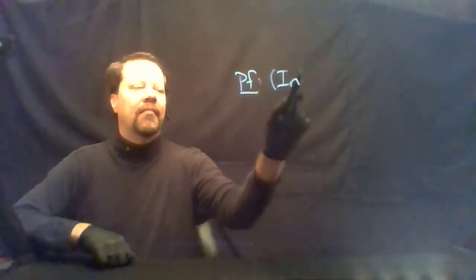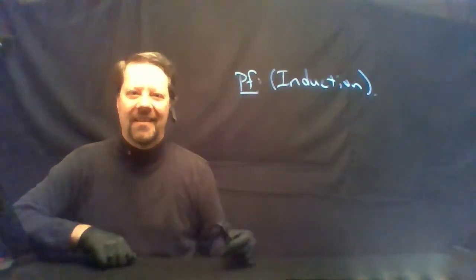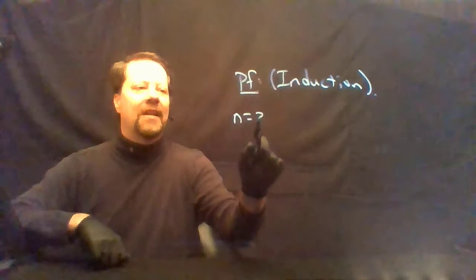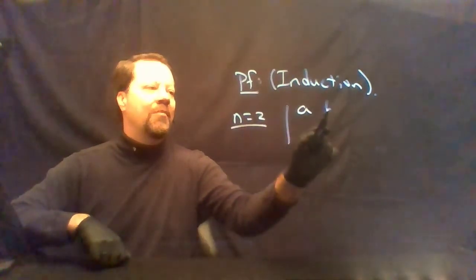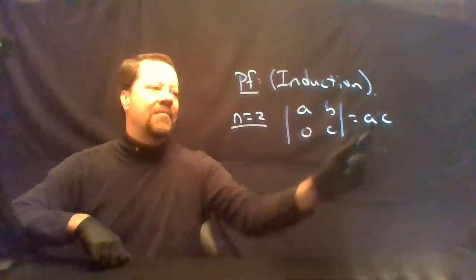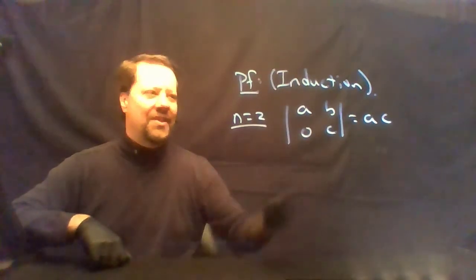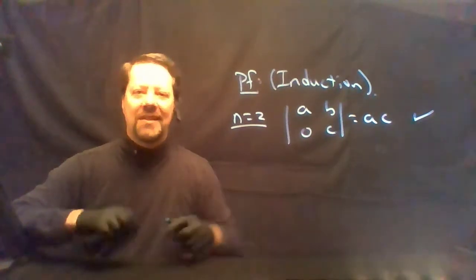We can prove that by math induction. The smallest case is the n equals 2 case, and if we have A, B, 0, C, you get A times C minus 0. So you get the product of the diagonal elements. So it's true in the smallest case.